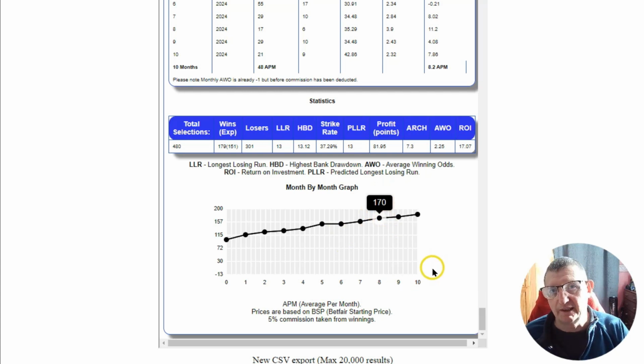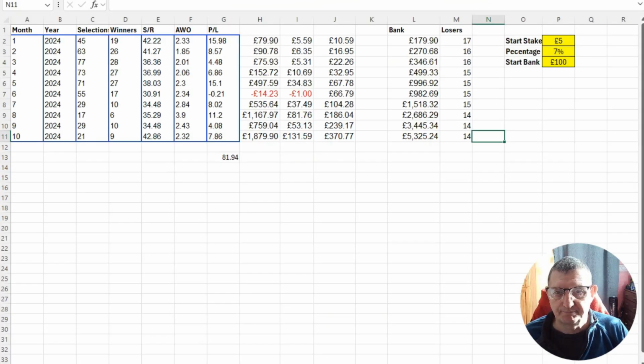We look at the spreadsheet, and then I'll show you how you can select these runners on the Racing Post, and then I'll show you how you can get the spreadsheet. So let's go across to the spreadsheet.